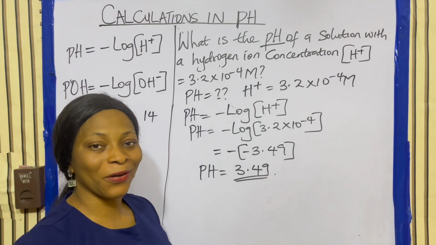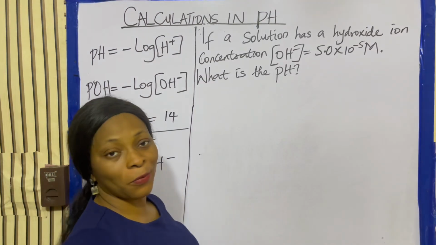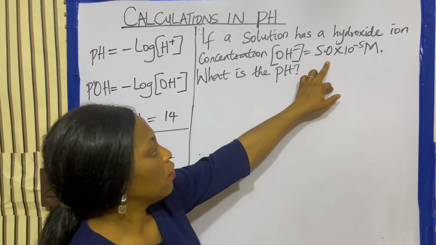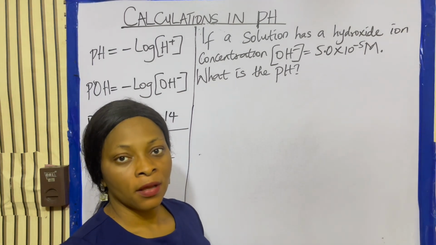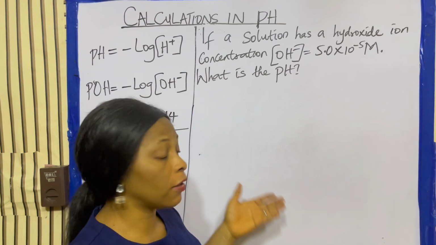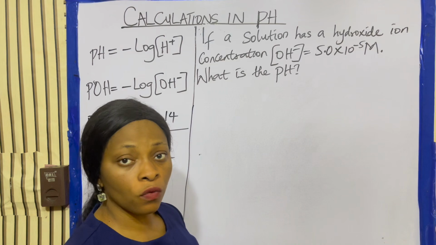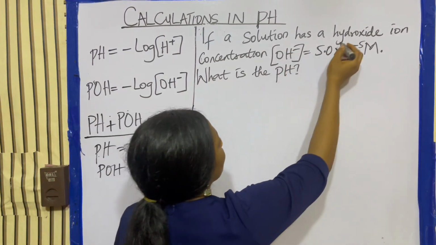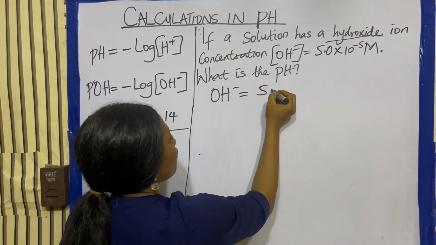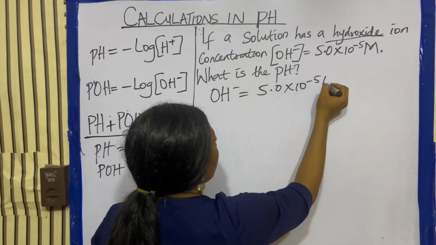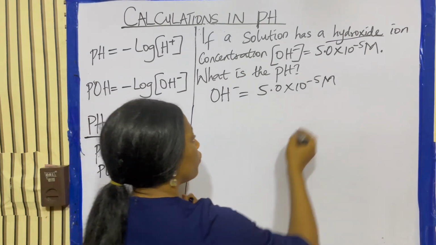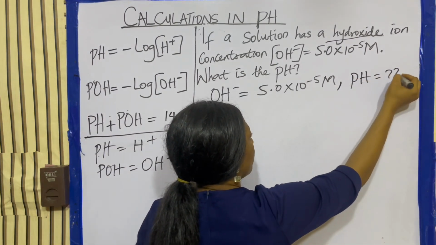So this is the pH of this solution. Let's look at another question. If a solution has a hydroxide ion concentration of this, what is the pH? First thing first is to write out the parameters so that you will know the formula you will use to solve. The hydroxide ion concentration is 5.0 times 10 raised to power minus 5. Then the question says, what is the pH? So what are we looking for? pH.